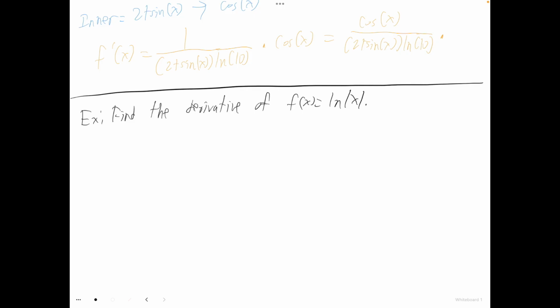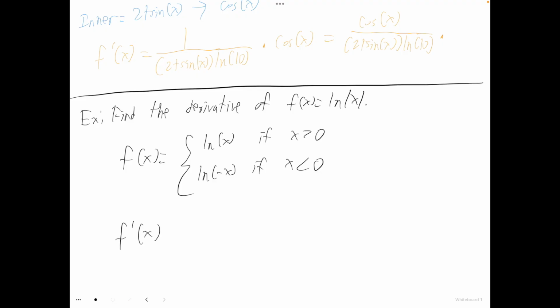And so what this then tells us is our f of x function is going to be equal to just ln of x if x is greater than 0, and it's going to be ln of negative x if x is less than 0. And at 0, ln is not defined, so we don't have to worry about that. And so we've just defined our function. We've split it up using the property for how absolute value behaves. And so now we can take the derivative like we normally would.